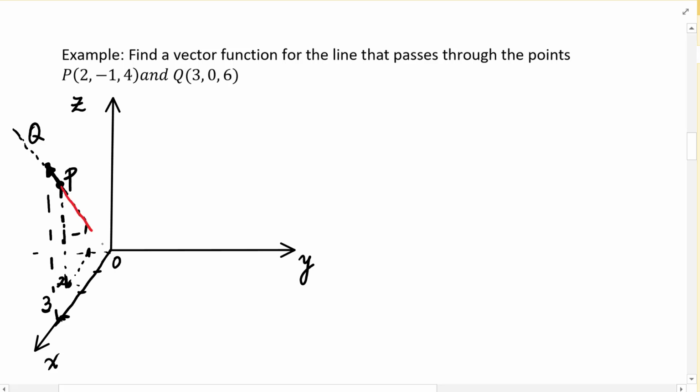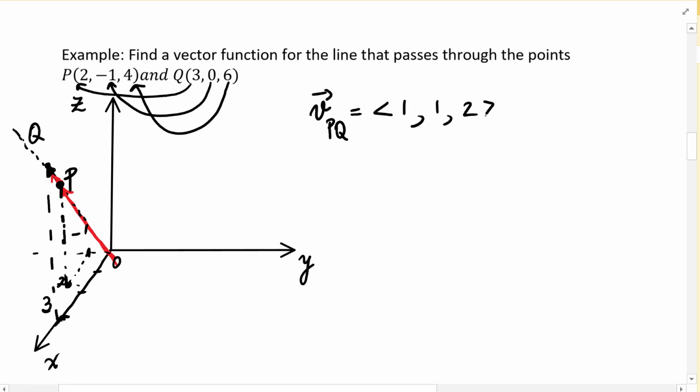So here is the line that passes through PQ, and we want to find its vector function. So basically, we want to find the vectors from the origin to the line PQ. It's a little bit hard to see because of the location of PQ. So first of all, the vector v of PQ is given by 3 minus 2, which is 1, 0 minus negative 1, which is 1, and 6 minus 4, which is 2. So this is vector PQ.